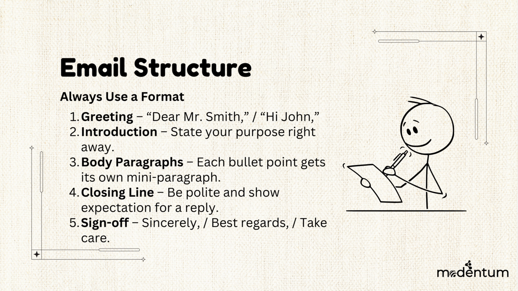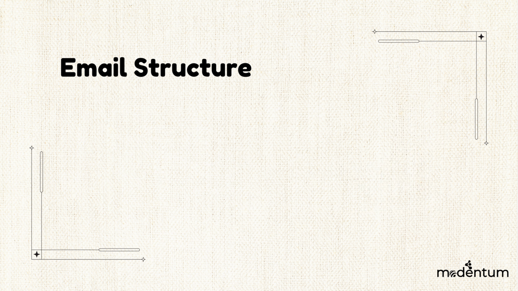Email structure. Always use a format. Number 1, greeting, like Dear Mr. Smith, or Hi John. Number 2, introduction: state your purpose right away. Number 3, body paragraphs: each bullet point gets its own mini paragraph. Number 4, closing line: be polite and show expectation for a reply. And at last, sign off with Sincerely, Best regards, or Take care.